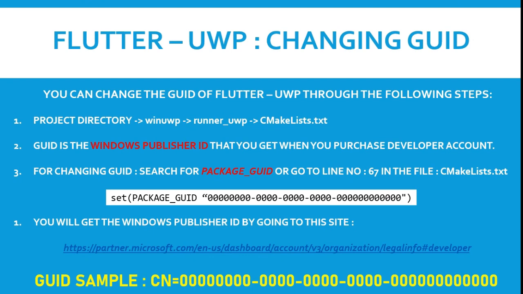Moving on to the next slide, how to change the GUID. The GUID is nothing but the publisher name. It is a common name, the Windows publisher ID, that you will get when you purchase the Microsoft Store. So you need to replace it. If you have purchased the Microsoft Store, you have to replace it in the cmakelist.txt file at the 67th line.